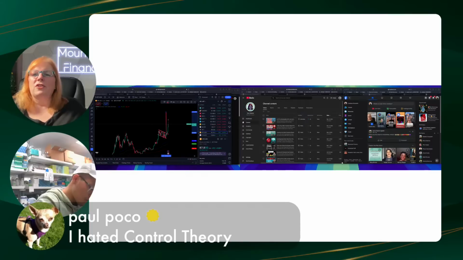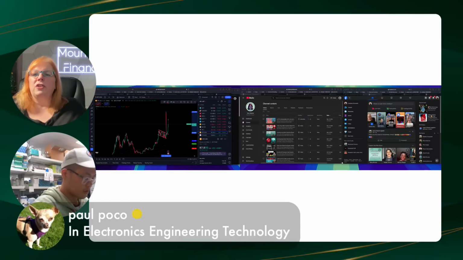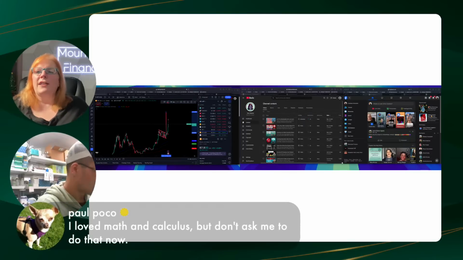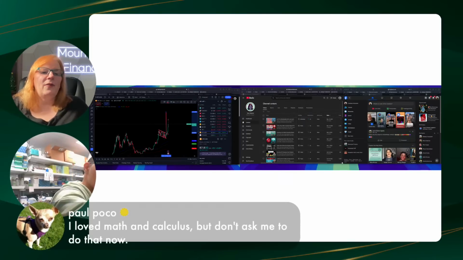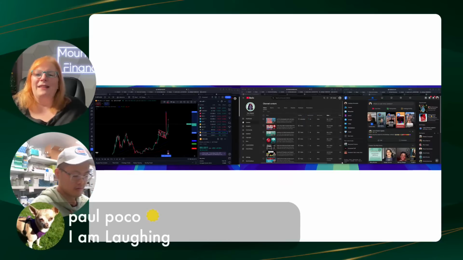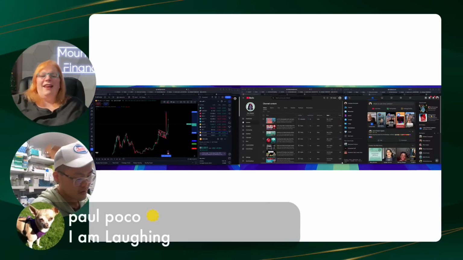Paul says, I hated control theory and electrical engineering technology. Let's see. I love math and calculus, but don't ask me to do that now. But Paul, what if I need to know the area under the curve? Let's see. I had problems helping my daughter with her math homework. Had to look everything up again on how to do it. Oh yeah, I can bet. Yeah, it's one of those things.